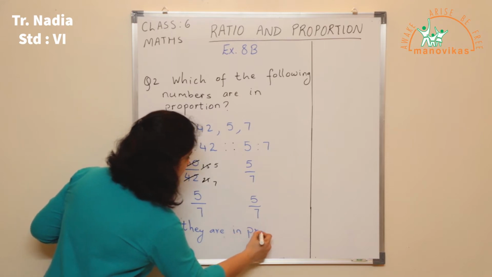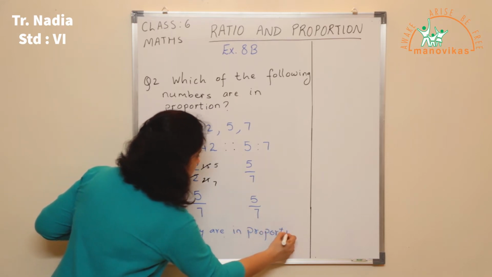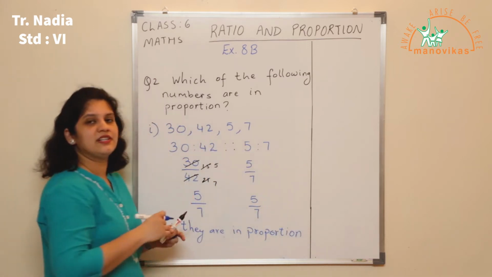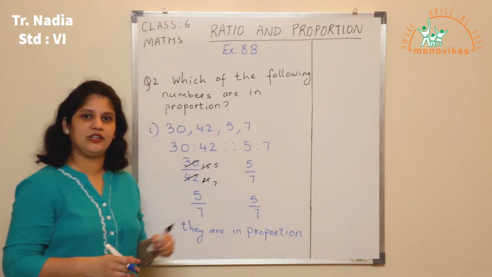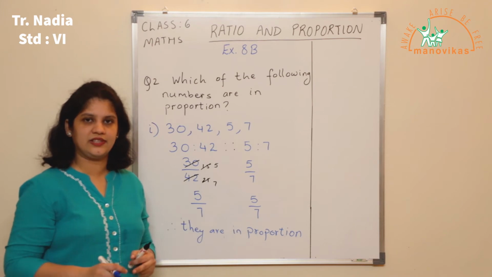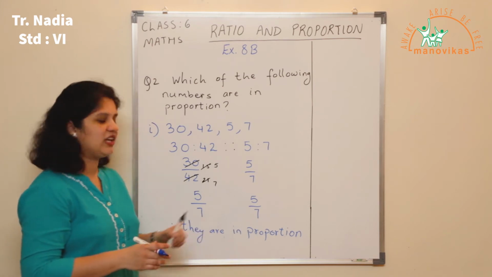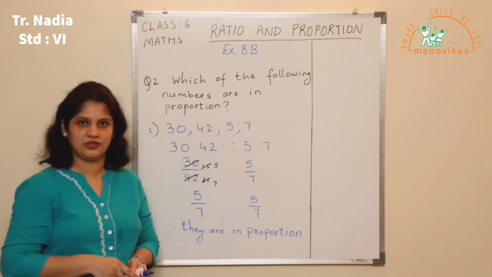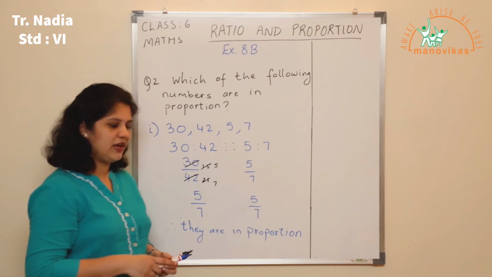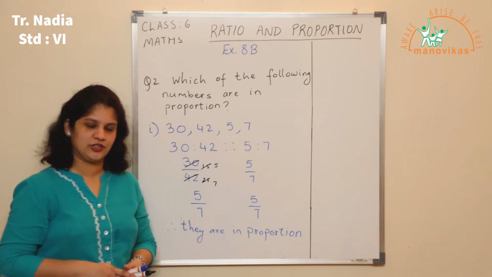in proportion. Okay? So reduce the first ratio, reduce the second ratio. Wherever reducing is possible, reduce it and check whether you are getting the same answer for both the ratios. In the same way, you all can do the rest of the sums of question 2.